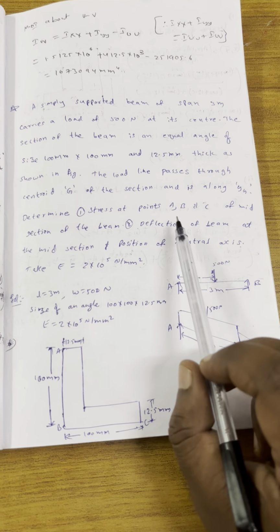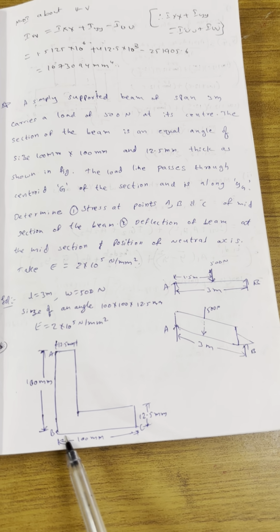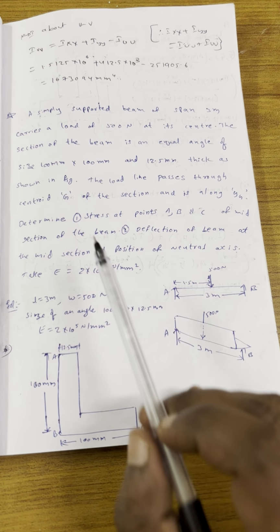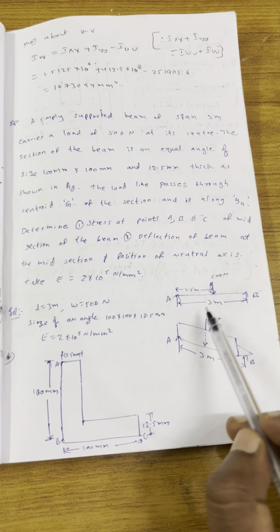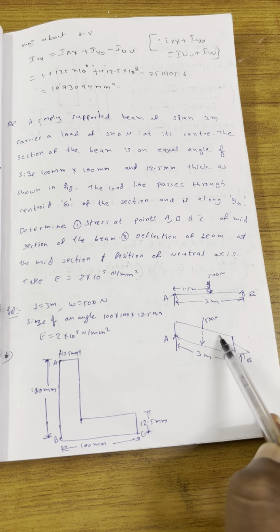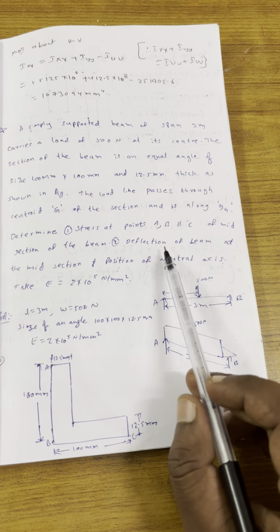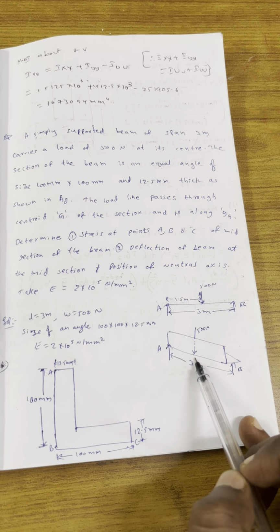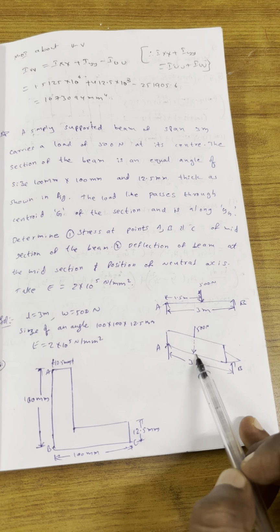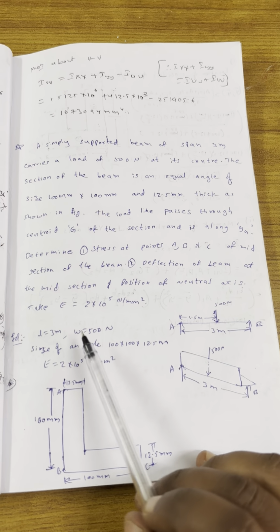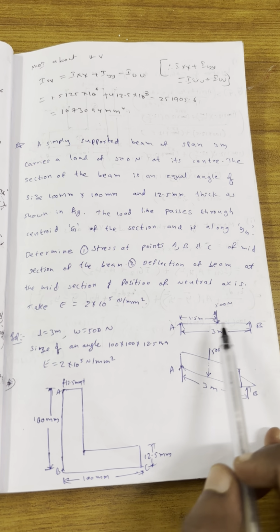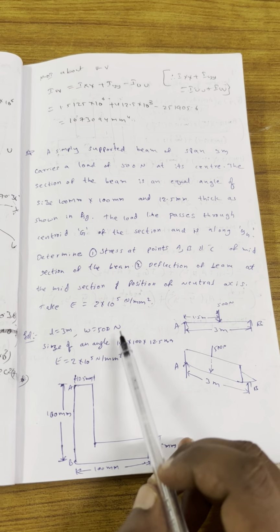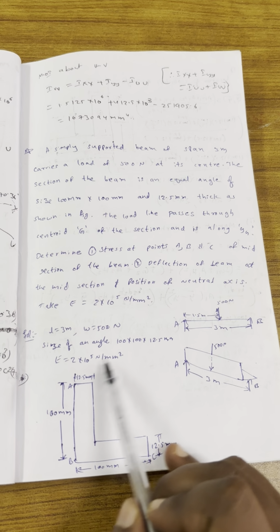Determine first the stress at points A, B and C of the mid section of the beam. And then the deflection of the beam at the mid section, and the position of the neutral axis also we need to find. Take E equal to 2 into 10 power 5 Newton per mm square. So the length is given, W is given as 500 Newton, the size is 100 by 100 by 12.5 mm, and the E value is also given.